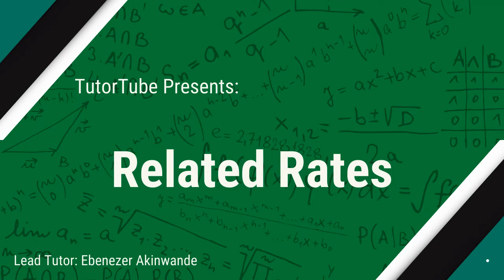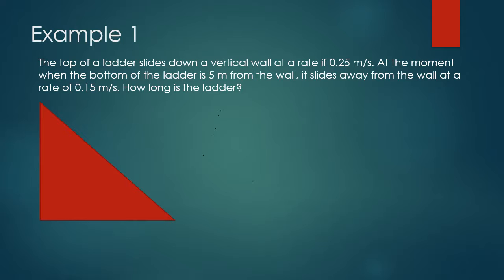Today we'll be talking about related rates. So example 1 here, the top of a ladder slides down a vertical wall at a rate of 0.25 meters a second. At the moment when the bottom of the ladder is 5 meters from the wall, it slides away from the wall at a rate of 0.15 meters a second. How long is the ladder?